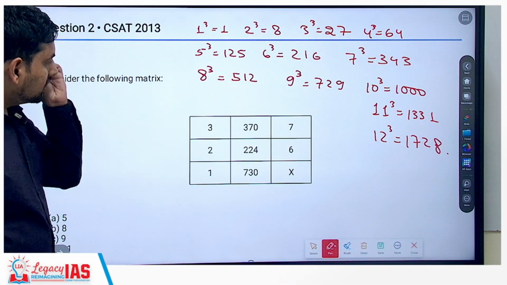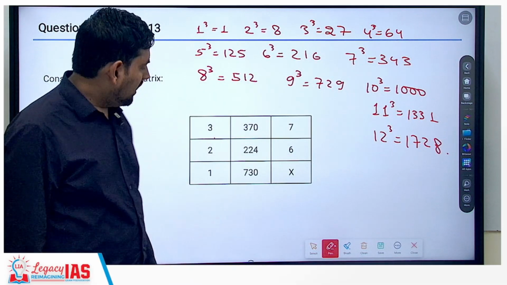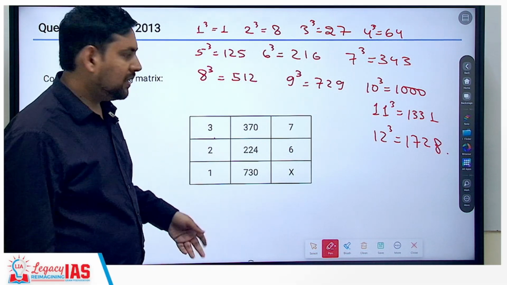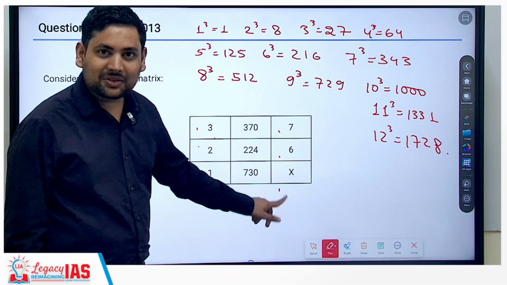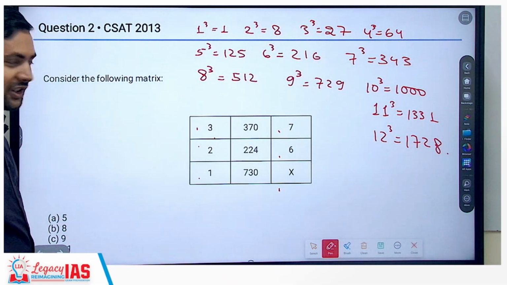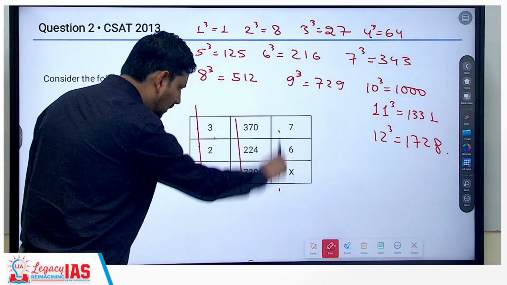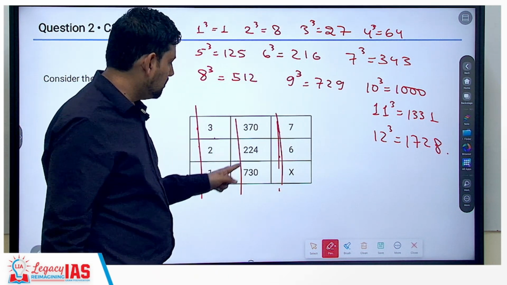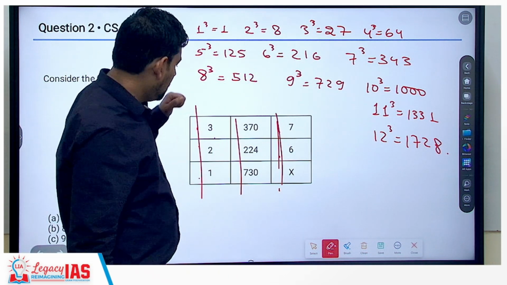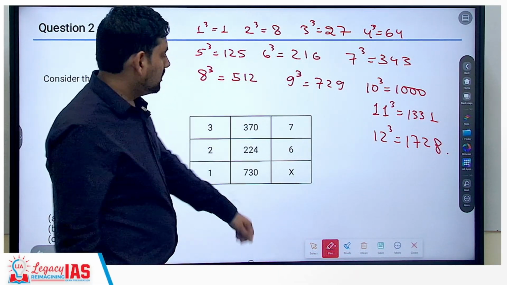Okay, can you see the pattern? So how can you get to 370 using this 3 and 7? Of course, there is no pattern in the vertical direction. You might think 3, 2, 1, 7, 6, 5. This seems likely, and 5 is also given as the first option, but it is obviously wrong, because it has to follow in all 3 columns. Now is something like this following in this column? 370, 224, 730? No. So that means this cannot be the pattern. It must follow in all rows and all columns.